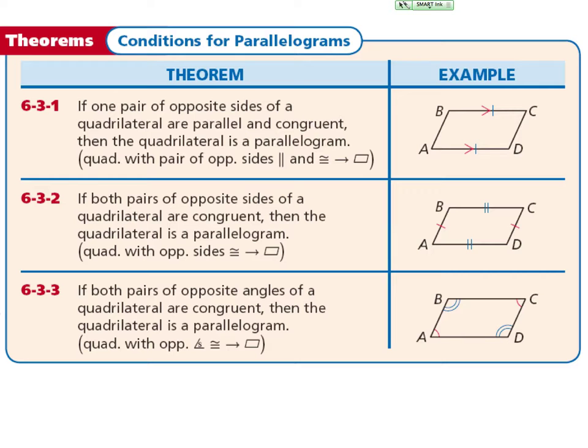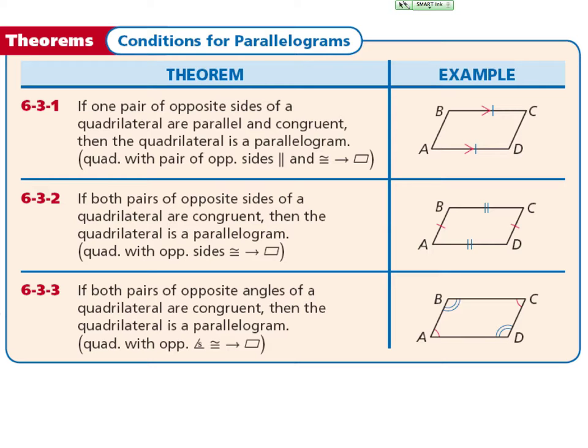The hypothesis is a little bit different. The first one is one that we didn't really talk about before. So go back up to that first one. And I think my example is the picture of the hypothesis. If one pair of opposite sides of a quadrilateral are parallel and congruent.